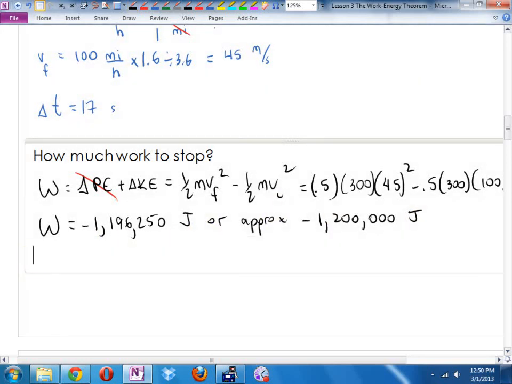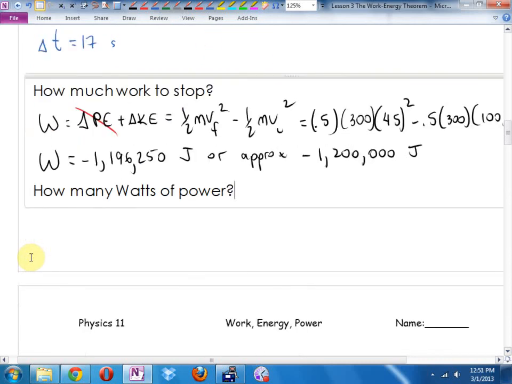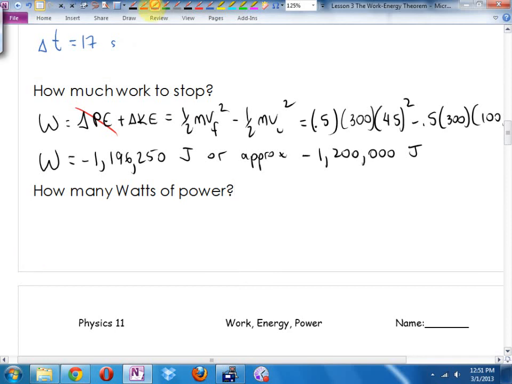Next thing I'd like to know, how many watts of power? What's the equation for power? Work over time. Do we know how much work? Yeah. Did we get the time from the video? Cool. I'm going to ditch the negative because what we're really saying is the motorcycle lost work, lost energy. The brakes gained energy, probably in a great deal of heat.